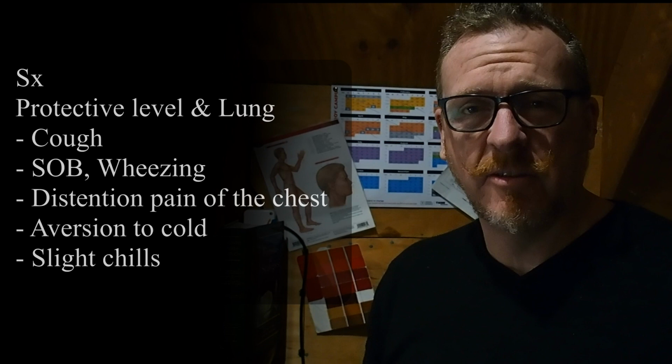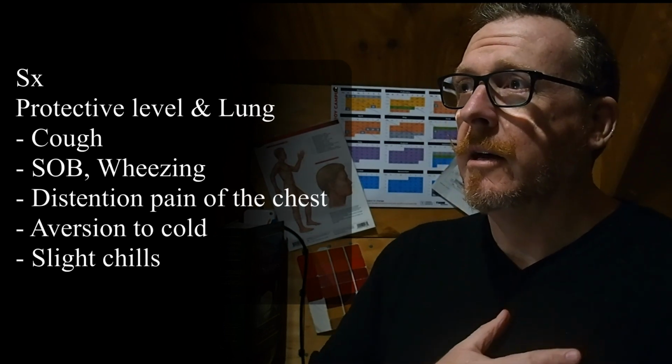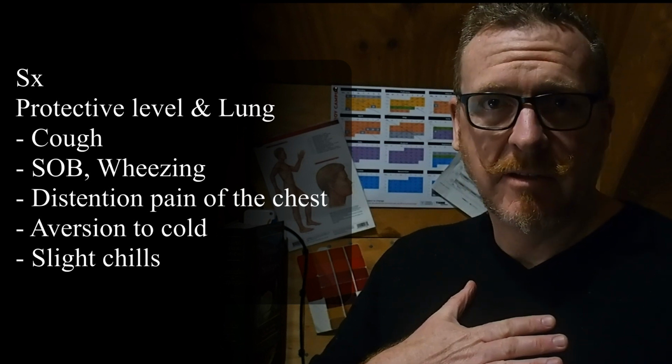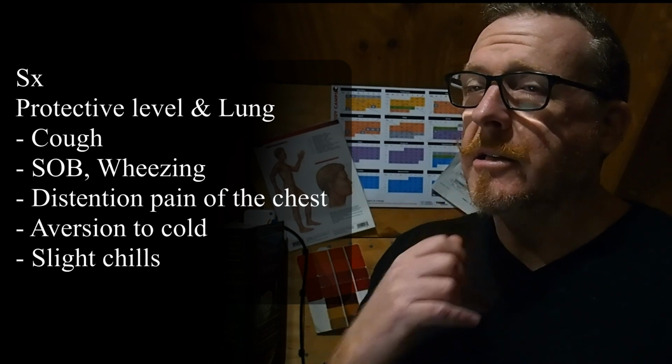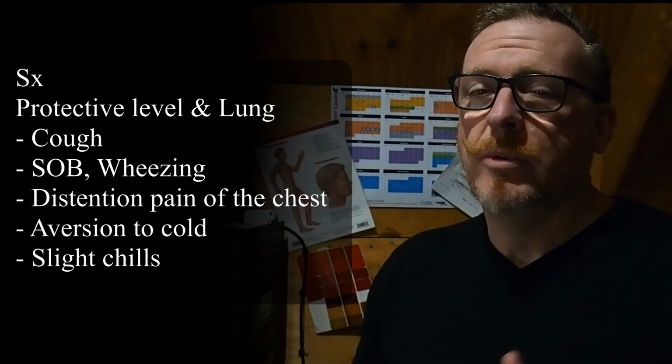So the Western pathology, pneumonia, is seen in TCM as wind warmth. Initially there's going to be an attack of wind warmth, and in that attack you would have common symptoms like a cough or shortness of breath, laboured breathing, wheezing, distension, pain of the chest. So we've attacked the wei level with a wind heat attack.